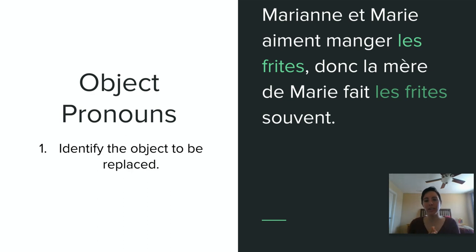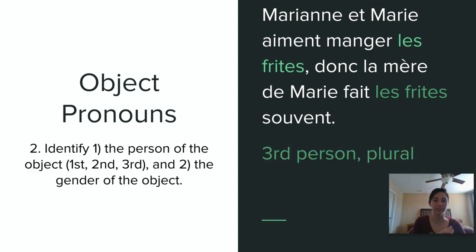So first, let's identify the object being replaced. Remember, the object is the receiver of the action. And we have already identified it as les frites, which is repeated from the first part of the sentence to the second part of the sentence. The second thing that you are going to do is identify the person of the object and then the gender of the object.